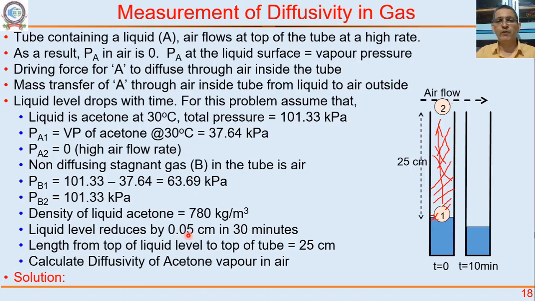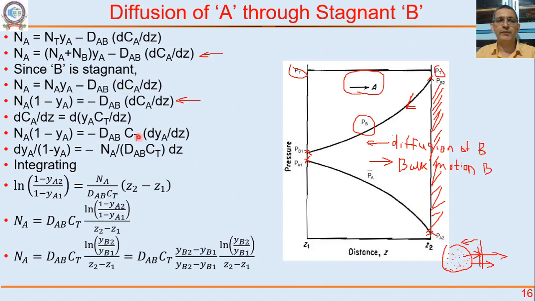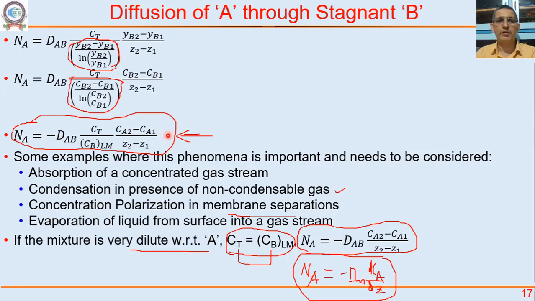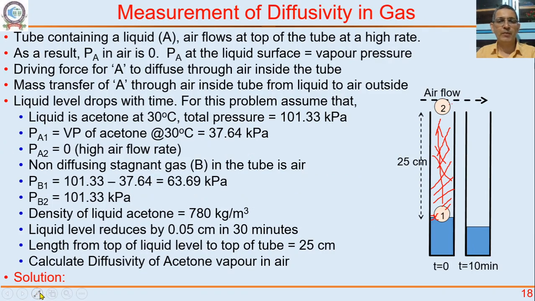The liquid level reduces by 0.05 centimeters in 30 minutes. So if I do this experiment over a long period of time, acetone diffuses and the liquid level drops with time. After 10 minutes it is like this, after 20 minutes like this, 30 minutes like this. After 30 minutes, the liquid level has reduced by 0.05 centimeters. The length of the tube from the top liquid level to the top of the tube is, let's say, 25 centimeters. Calculate the diffusivity of acetone vapor in air. Solve it for yourself. Use this expression. What are the things that we know here? Pause the video.